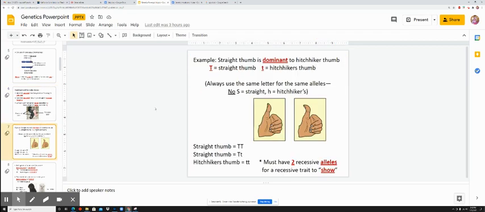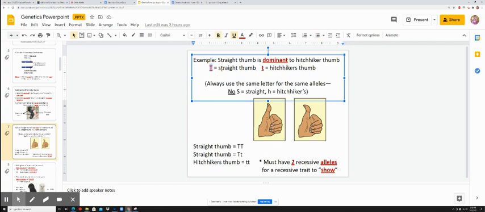In the future, we'll be working on Punnett square problems that you've done before, but in more detail. For example, these are kind of like word problems. It's like straight thumb is dominant. That means the gene for straight thumb will mask the effects of the recessive gene of hitchhiker thumb. So straight thumb is dominant to hitchhiker thumb. Capital T, dominant, is straight, and lowercase t is hitchhiker's thumb. It says right here, always use the same letter for the same alleles. So here we're talking about thumb, so they use the letter T.